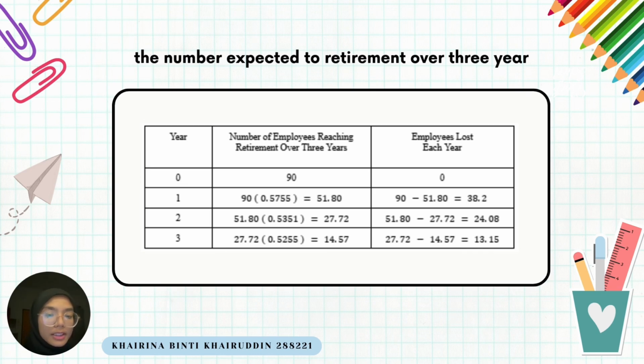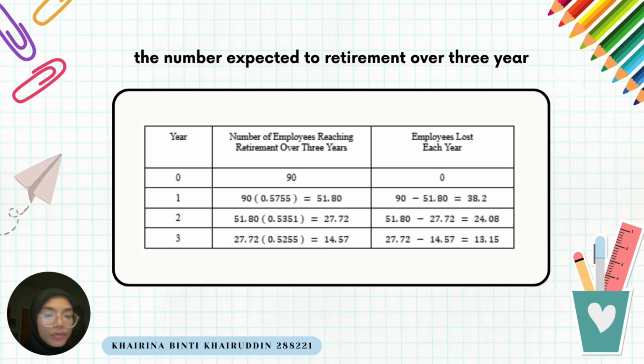Next, in year 2, we get the probability of survival is 0.5351. To find the expected value, we multiply by the remaining employees at the end of year 1. So we get 27.72. So the employee loss in year 2 is 24.08.